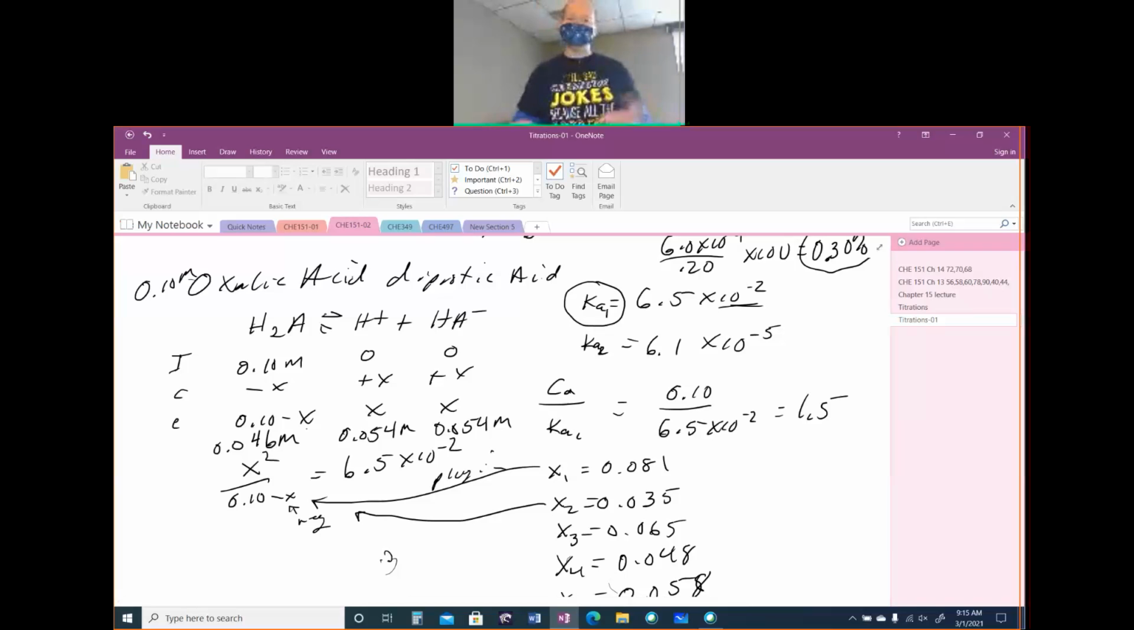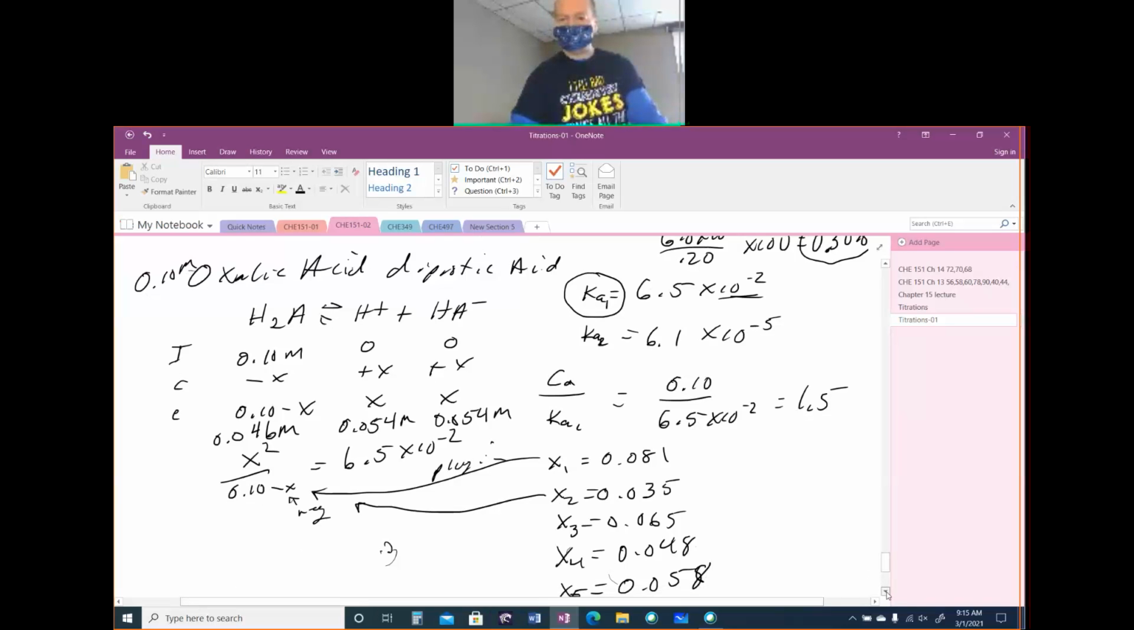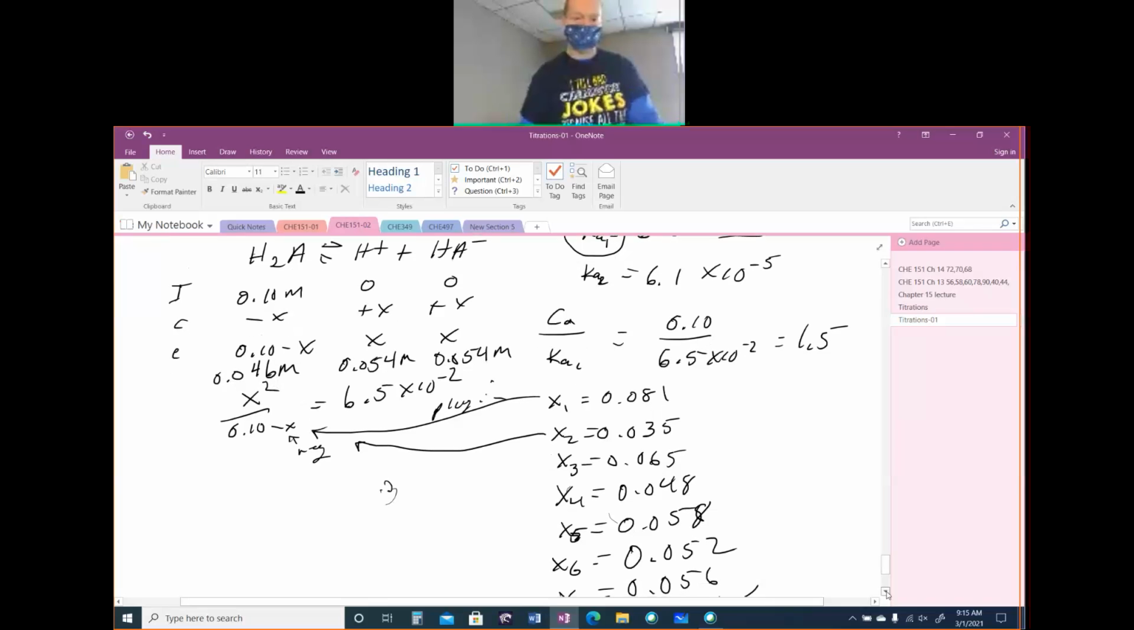Now that's Ka1. Ka2 is not going to be near the problem that Ka1 was because Ka2 is 6.1 times 10 to the minus 5. When we write that reaction, we will see something else that makes it even easier. So now our Ka2 is HA minus going to H plus and A minus 2. And our Ka2 is 6.1 times 10 to the minus 5.